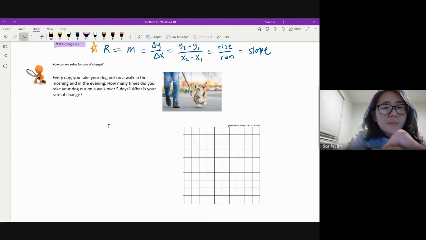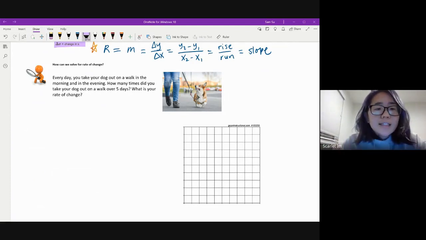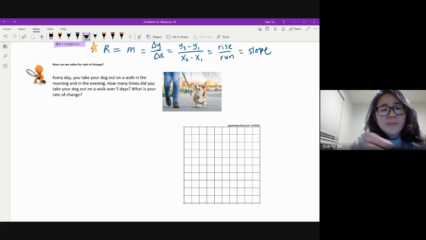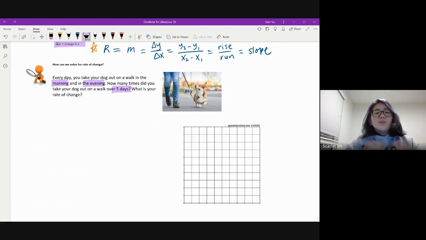what information is important. It says every day you take your dog out on a walk in the morning and in the evening, and I think that's really important. So we go in the morning and in the evening, and we're trying to figure out how many times we walked the dog over 5 days.